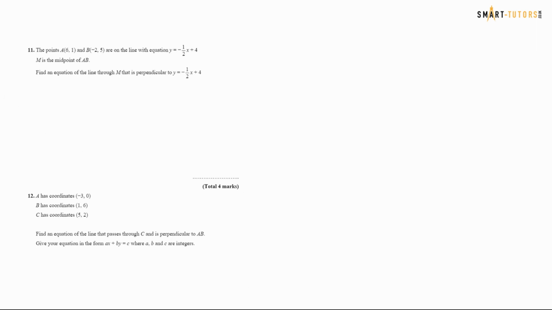So first of all, we need to understand the diagram. So A is a point here with (6, 1). B is a point here with coordinate (-2, 5). And I'm going to connect A and B.